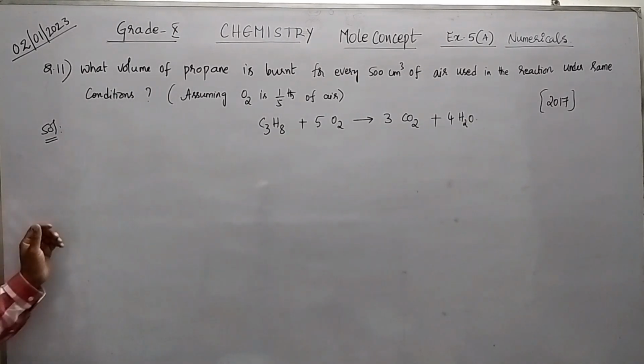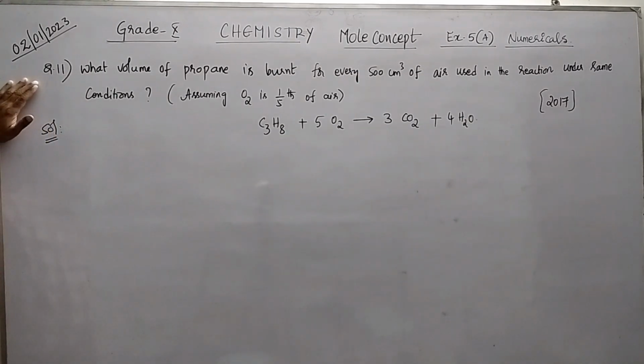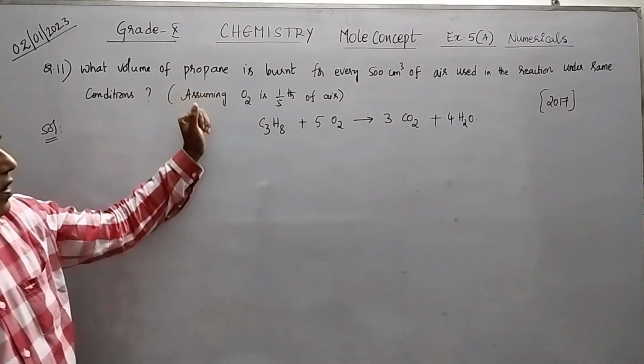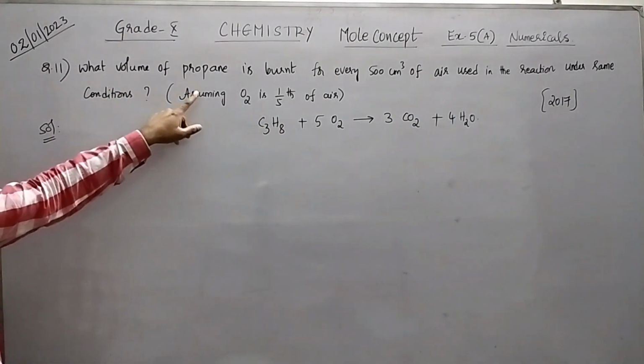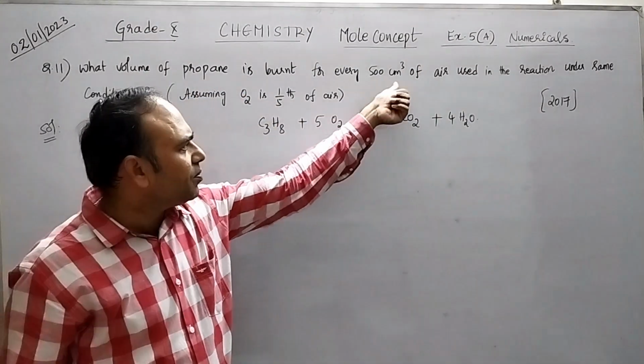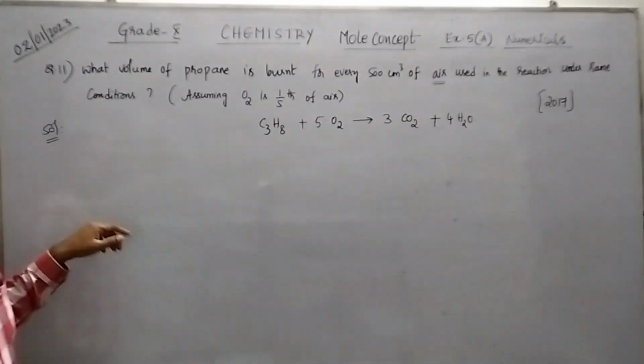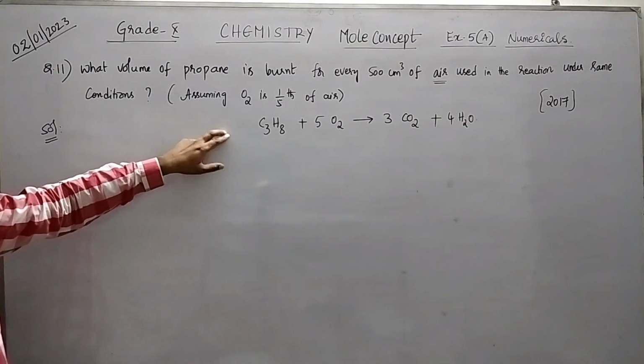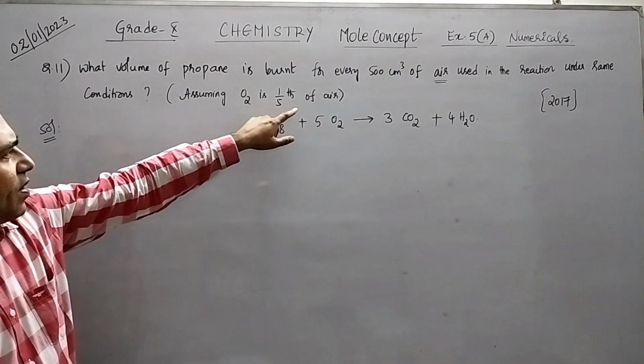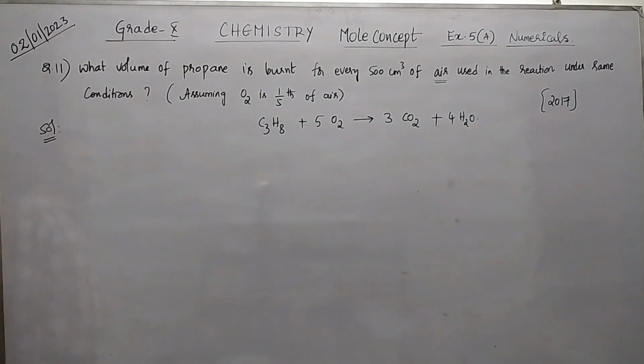So now we are in question number 11. Try to read the question and understand this. What volume of propane, that is C3H8, is burned for 500 centimeter cube of air? They have mentioned air here, and the equation is given, but we know that here 1/5 of air contains oxygen. Now let us see this.